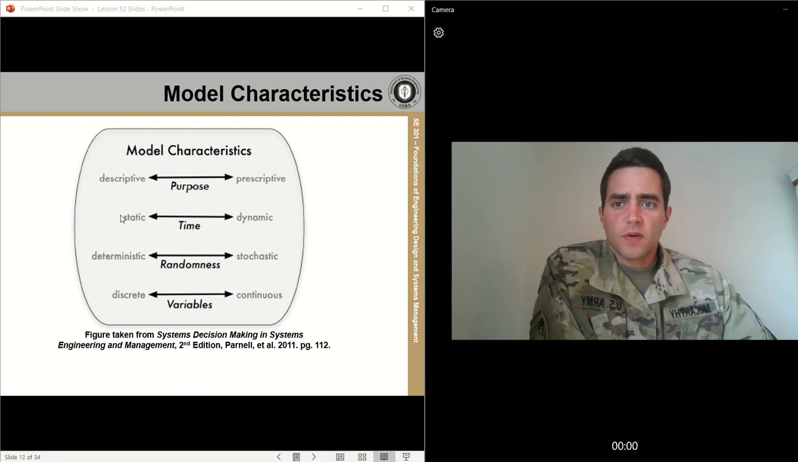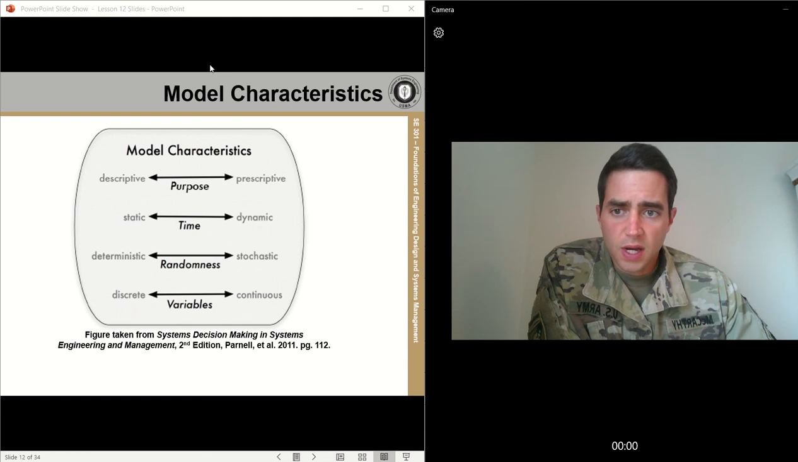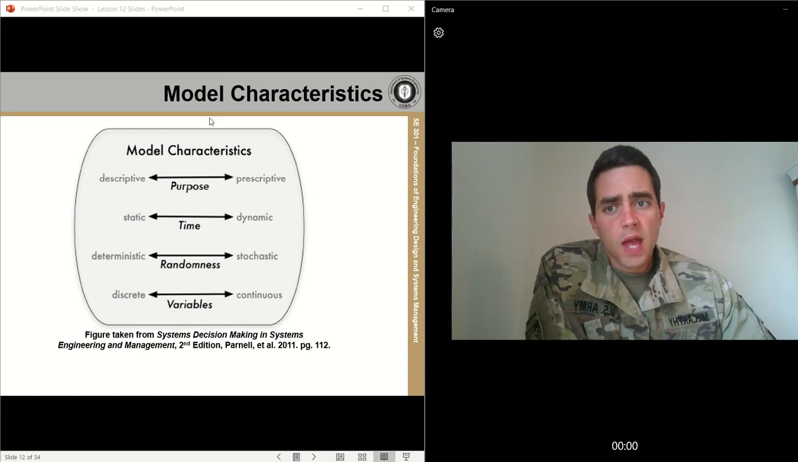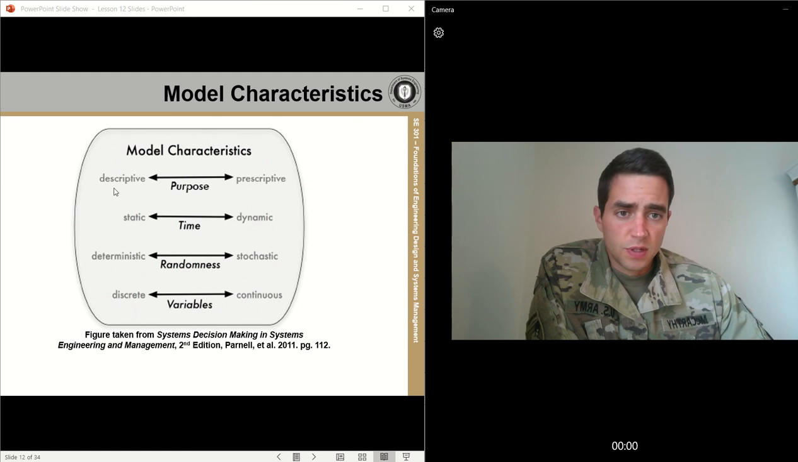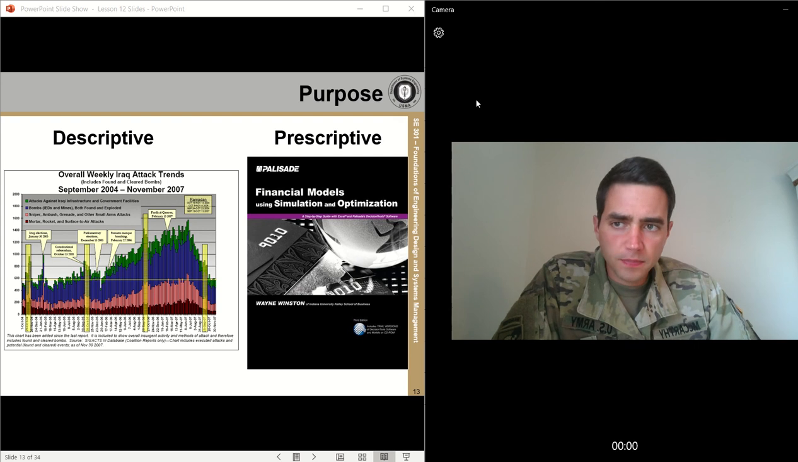So as far as the characteristics go, there's 4 different characteristics of a model: purpose, time, randomness, and variables. And within each of these characteristics, we have 2 different categories for each. For purpose, they can be either descriptive or prescriptive. For time, it can be either static or dynamic. For randomness, deterministic or stochastic. And variables can be either discrete or continuous. For purpose, as the name implies, a descriptive model is one that describes past events, historical information, whereas prescriptive could predict some aspect about the future.